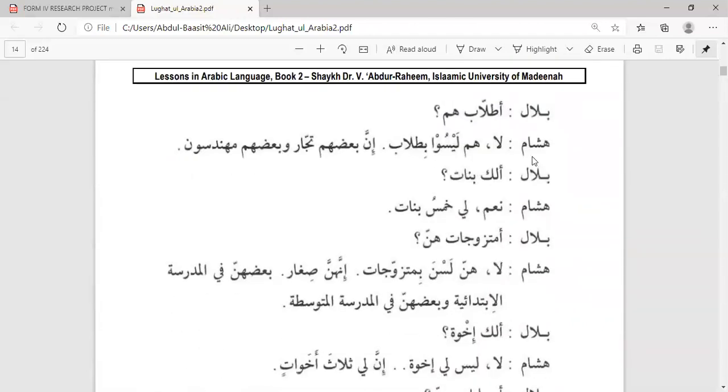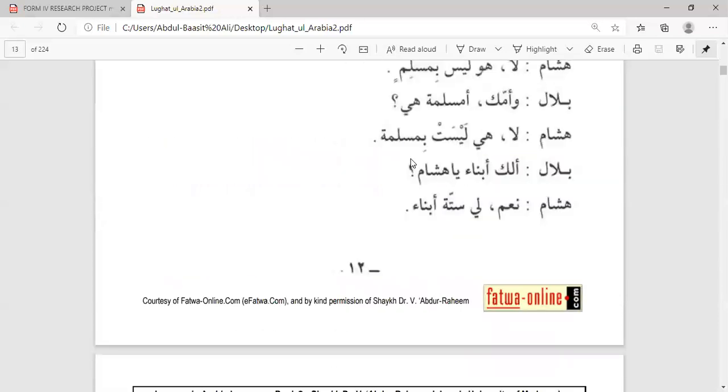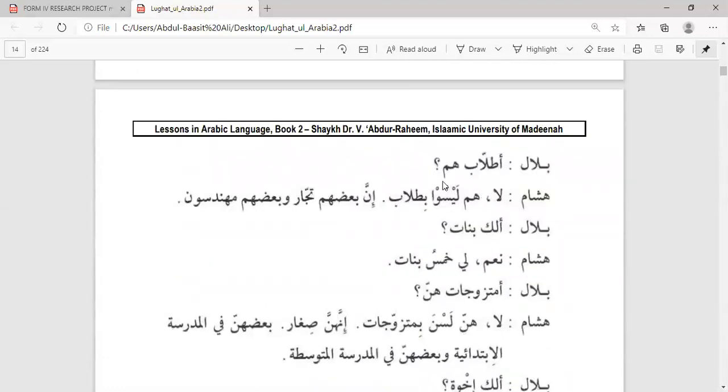Going on to the next page, Bilal asks, At-tullabun hum? Are they students? Hisham says, La hum laisu bitullabin. So we see the word coming up here again, laisu. The laisa is changed to suit this particular scenario, which is third person masculine plural. So speaking about 6 boys, we're assuming referring to the sons here, so the laisa changes to laisu.